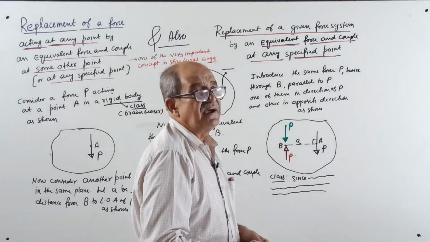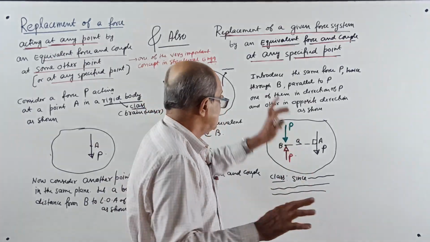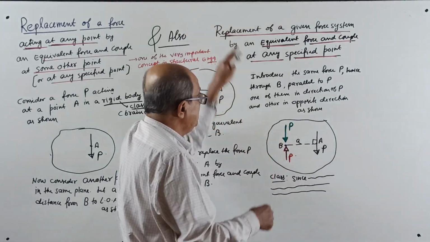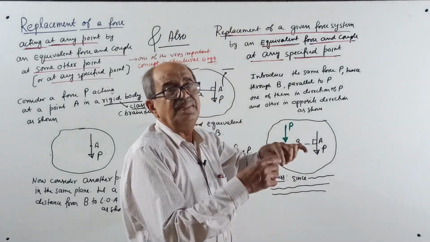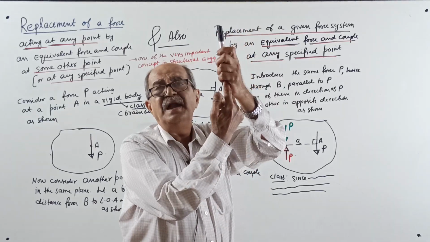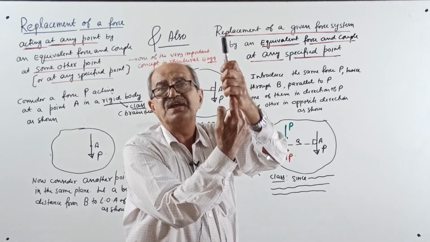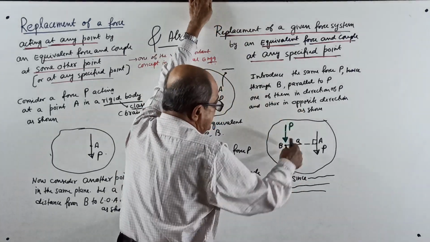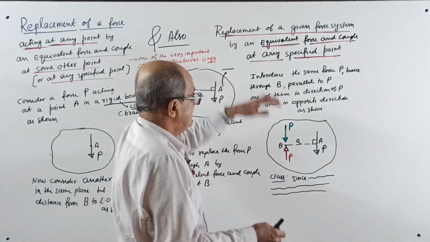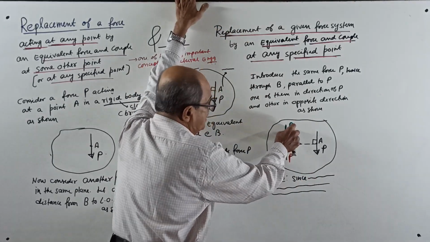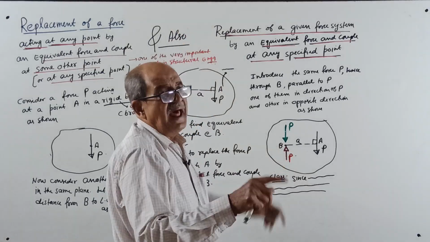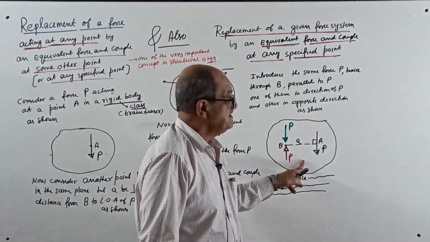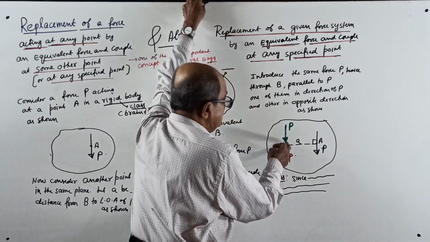Now, some statements are there. In the notes I will write, here you should write. Now, if you see here, this green color P and red color P are collinear and acting in opposite direction, same magnitude. Their resultant is 0. Therefore, this P and P will cancel each other. See, this green color P and red color P will cancel each other. Therefore, there is no change in the effect on the rigid body by introducing these two forces.